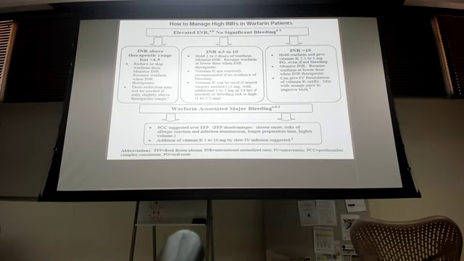So PCC is basically an immediate replacement of the factors 2, 7, 9, and 10. You don't need to know the 4-factor PCC versus the 3-factor, i.e. the Kcentra versus the Profilnine. You just need to know PCC and vitamin K for reversal.